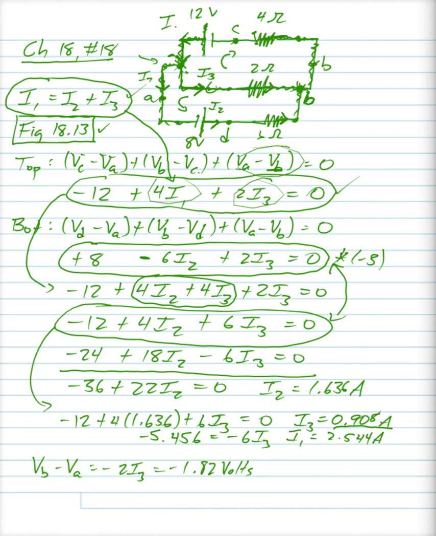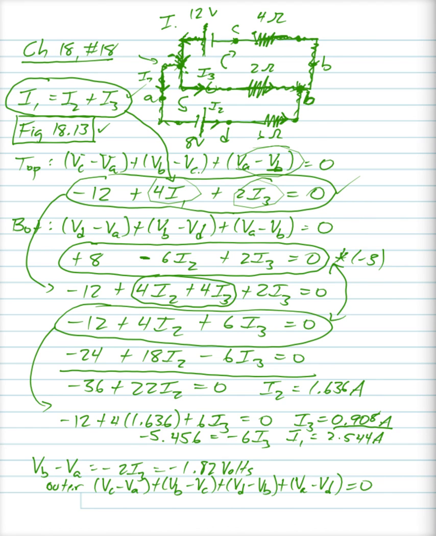You can also check your work by looking at the outer loop. In other words, you can do VC minus VA. Again, I'm starting at A, and I'm going around the outer loop in a clockwise direction, I guess. So I go from A to C, then I go from C to B. So I take final minus initial. And then I go to D, VD minus VB, and then I go back to A, VA minus VD. Alright, that's the outer loop.